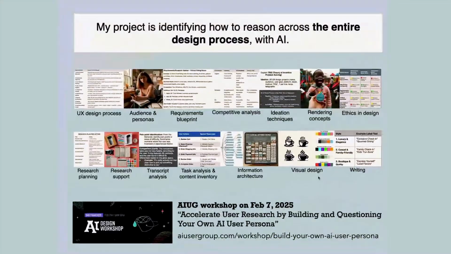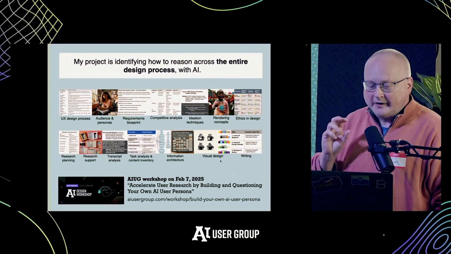This is a big project I work on, which is trying to understand how to reason across the entire design process with AI. These are just some snippets in the design process, examples of all the things that can benefit from AI. And basically everything is my conclusion. Everything you do, there's a way that AI can help. Sometimes it helps a lot, and sometimes it helps a little, but it adds value at every stage of design.